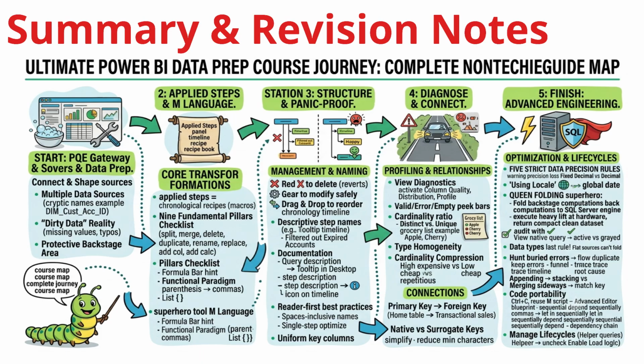We turned on visual diagnostic headlights, inspecting column quality and mastering cardinality for efficient database compression. We constructed the architectural data network by linking primary keys to transactional foreign keys. Finally, we mastered advanced optimization, using locale for global reports, leveraging the query folding superhero to push processing back to server engines, deployment of structured error hunting, and making our valuable M code portable.